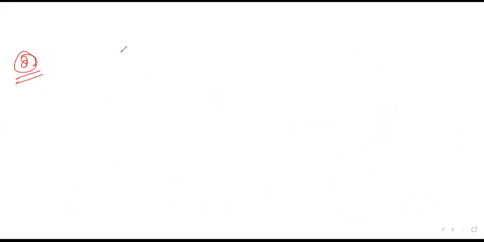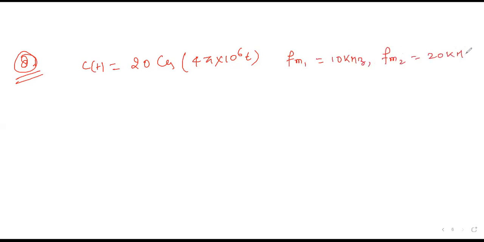देखिए, ये कैरियर c(t) equal to 20 cos 4 pi into 10 to the power 6 t is amplitude modulated by a message signal having frequencies fm1 equal to 10 kilohertz and fm2 equal to 20 kilohertz, with modulation index beta 1 equal to 0.6 and beta 2 equal to 0.8 respectively.